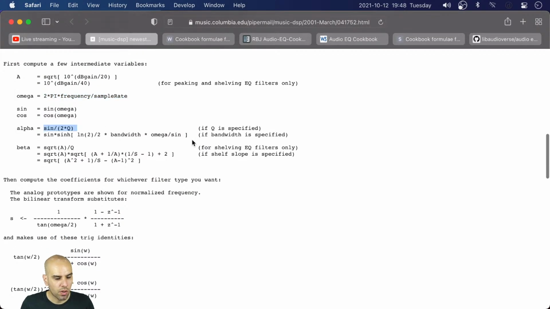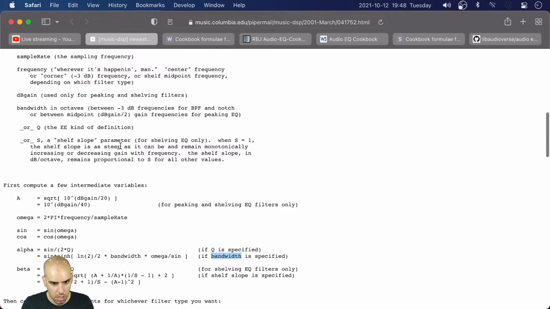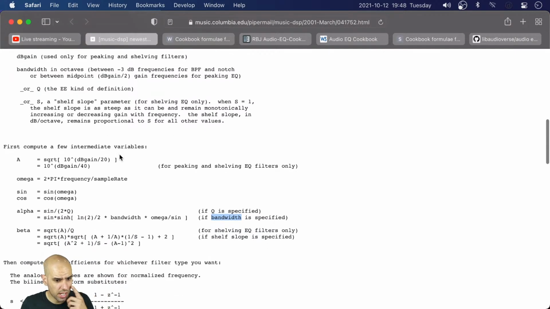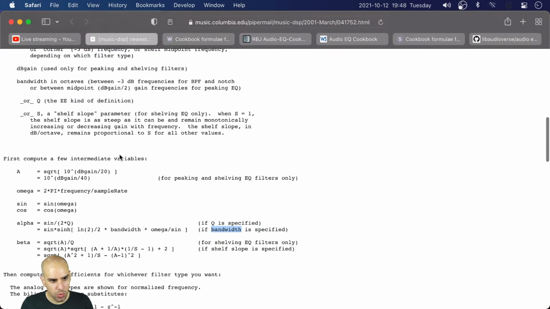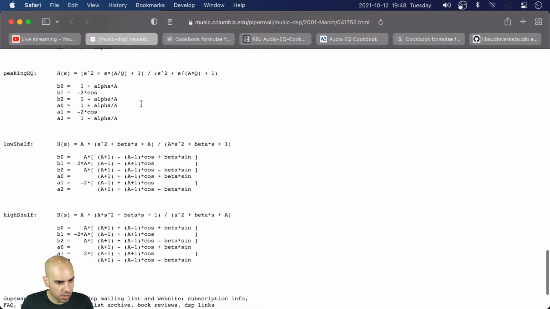Then for alpha, I need to check if I am in the Q mode or in the bandwidth mode. And what if I am in the S mode? I'm not even sure. Yeah, I don't even know. Maybe you don't use alpha in shelving filters? It's for shelving Q only, so let's look at the equation for shelving.